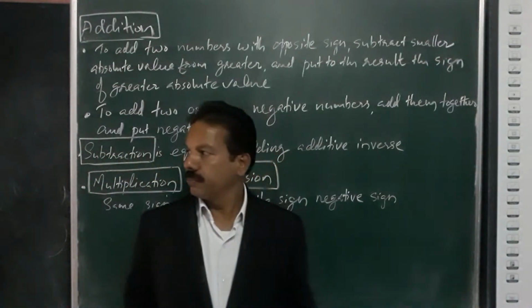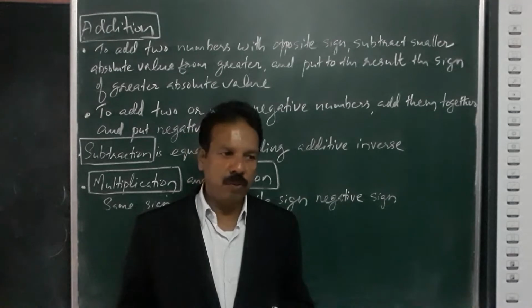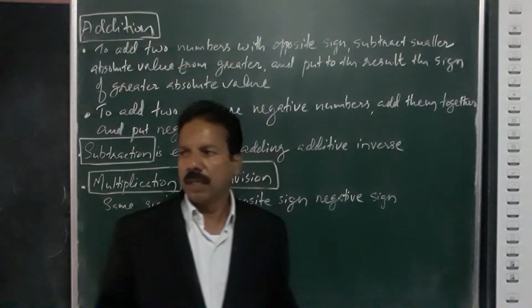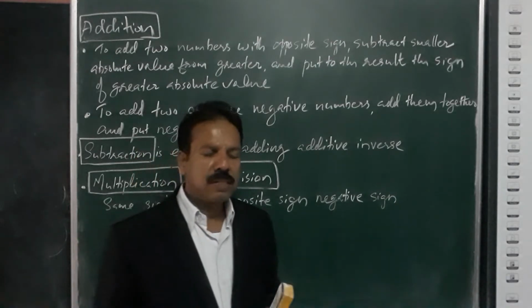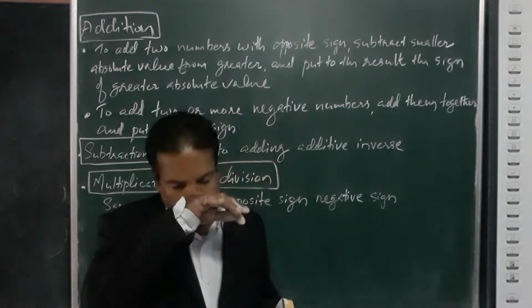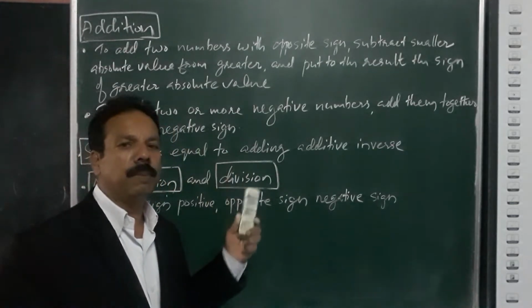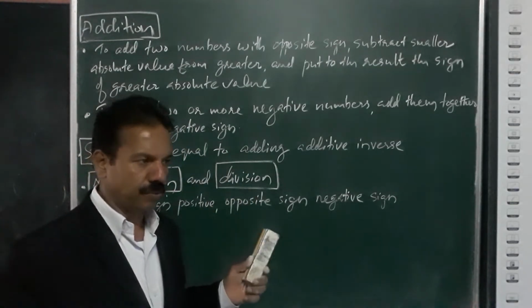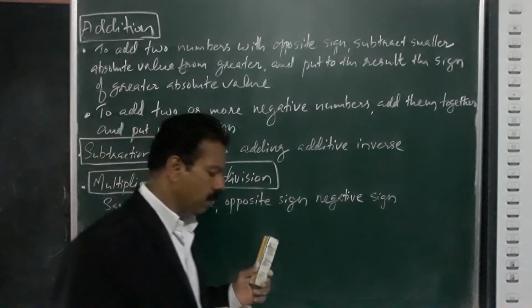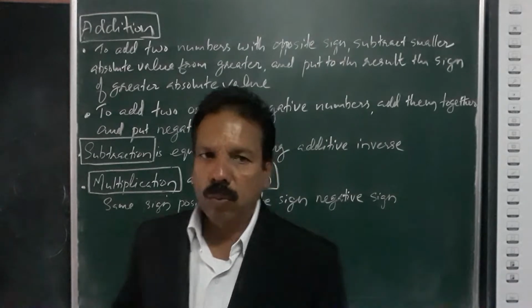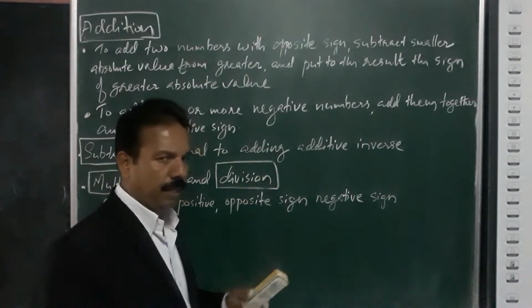Hello students, this is a general video. As mathematics students, you are always making a lot of mistakes, errors in addition, subtraction, multiplication and division of integers. The same rule is applicable for rational numbers and irrational numbers. Now we have to study thoroughly.